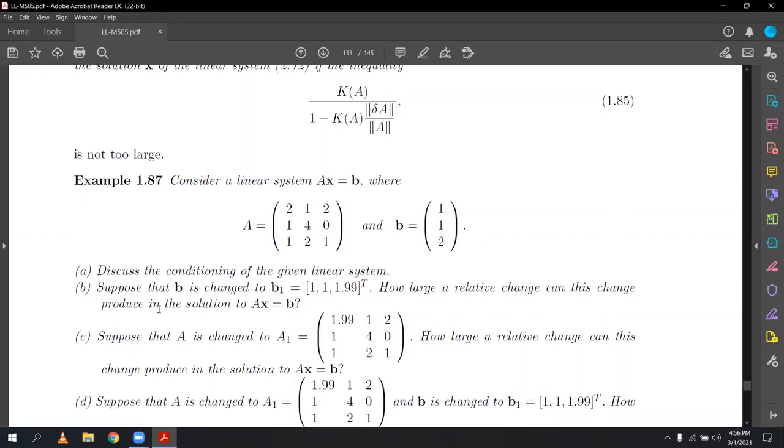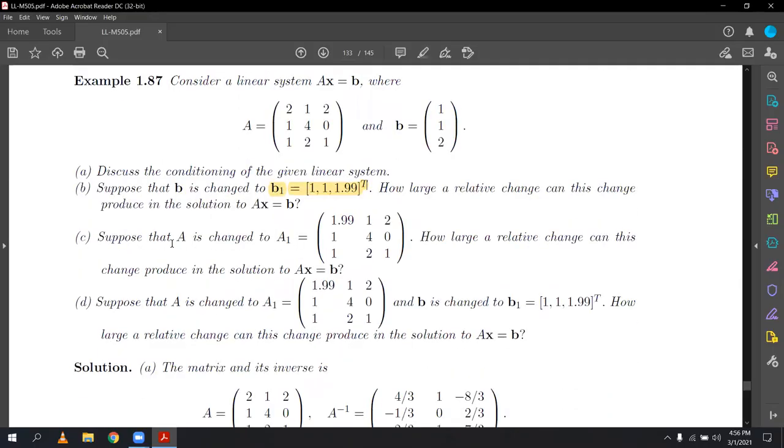The second case, if there is a change in B. What is your B? Your B is 1, 1, and 2. And I say the change in B is this one. So you have to calculate delta B. Delta B is 1 minus 1, 0; 1.2, 1.9, and 2. So this is the second case.